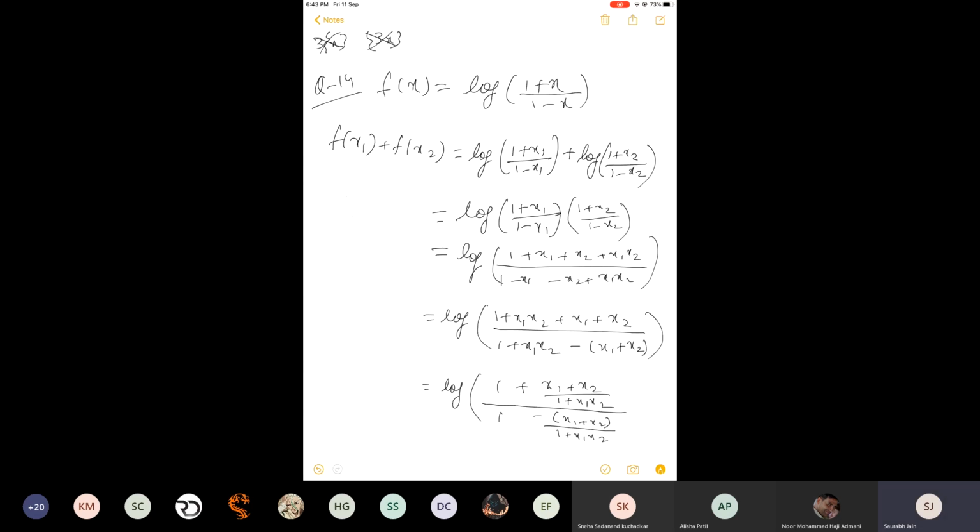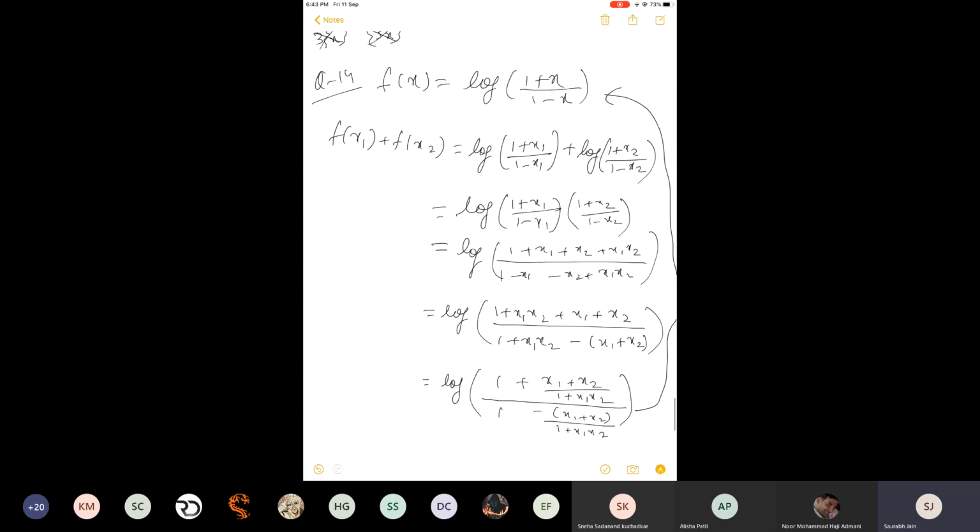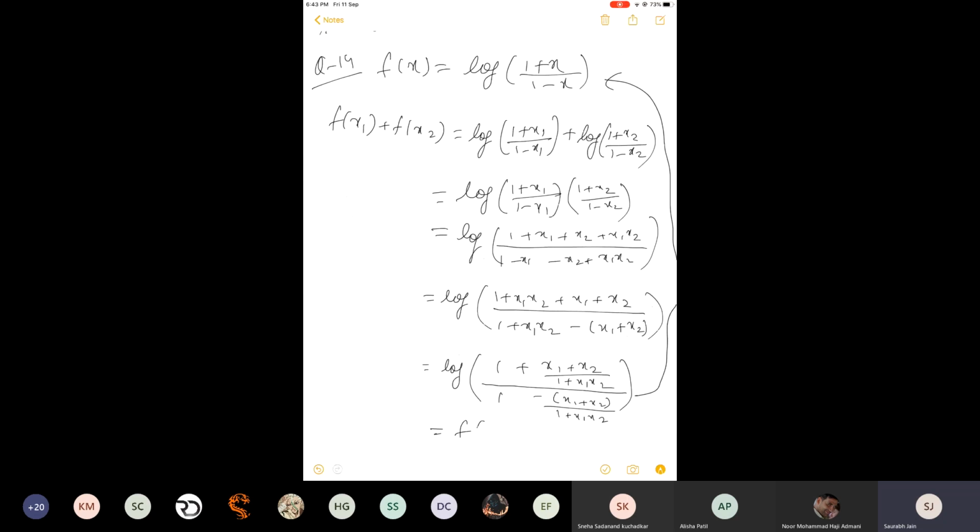There is a reason behind it, because now this is exactly comparable to this form. So it looks like in place of x I have put this expression, and that is our answer, f of (x1 plus x2) upon (1 plus x1 x2). This is the answer. This is the way to do it. I hope it is clear.